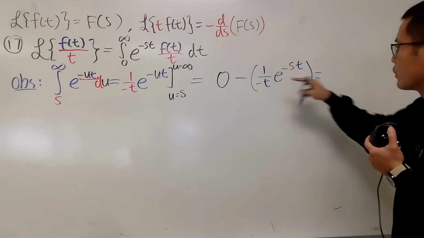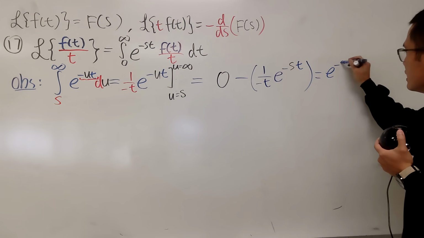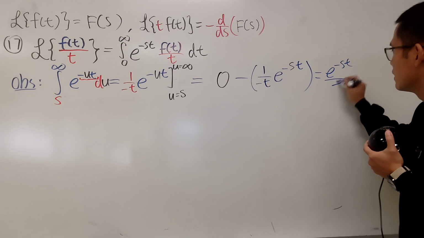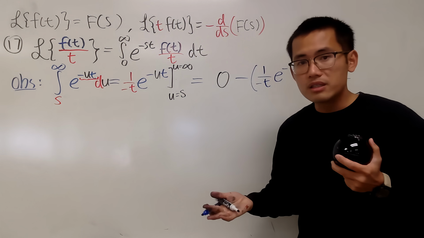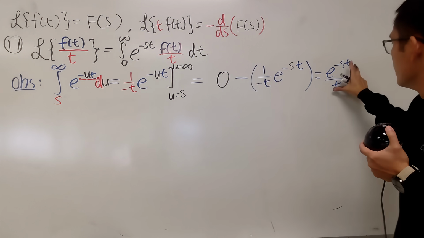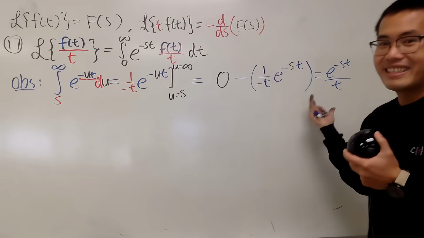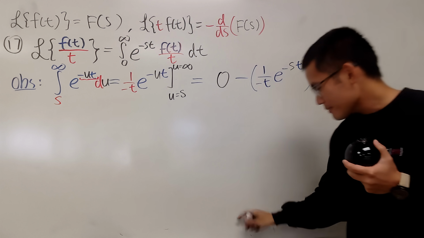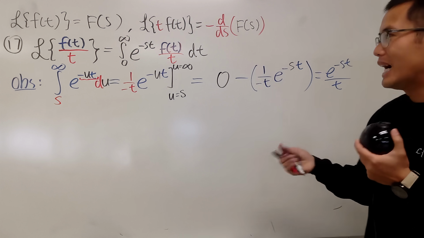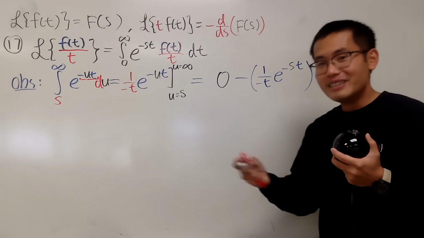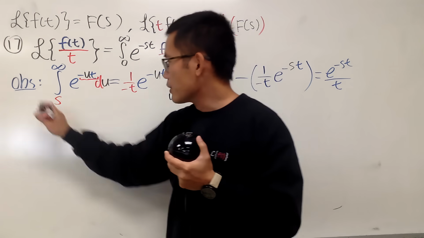And all in all, you end up with e to the negative st over t. This is so wonderful, isn't it? Because now, this portion, you can just have an integral inside. That's the idea. All right, so what exactly do we have to do with this though? Let me show you. So this is the observation.